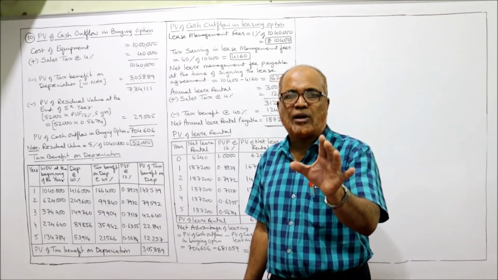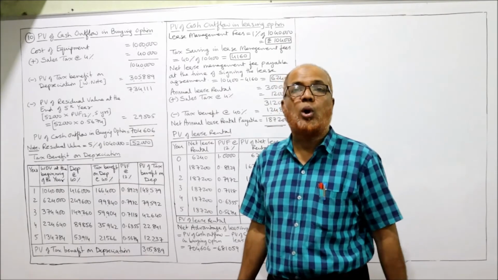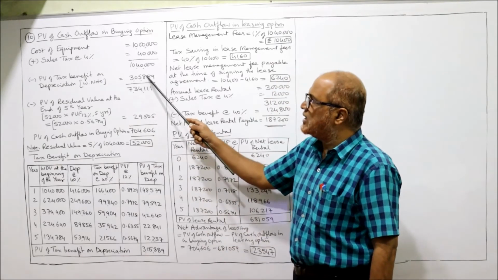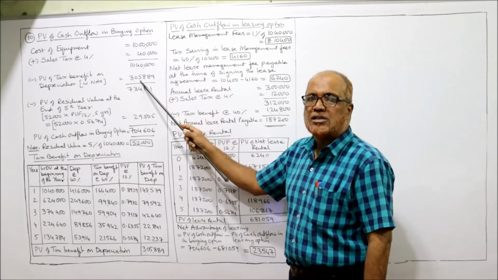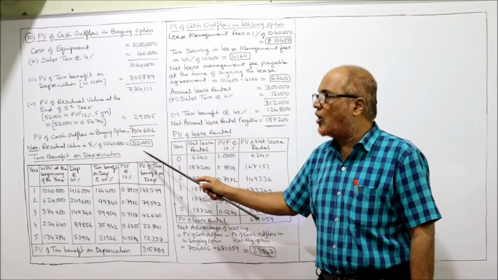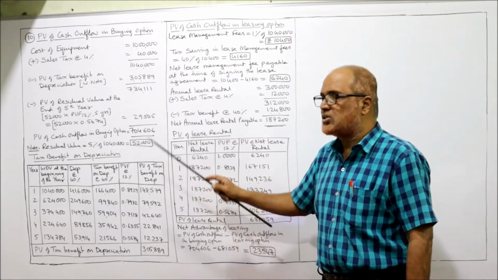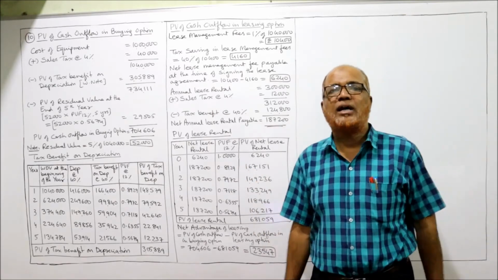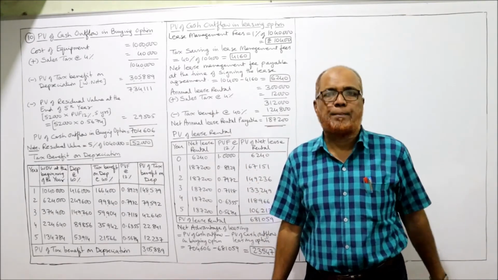This tax benefit on depreciation you will get only if you own the asset, if you buy the asset. So this 3,05,889 is deducted. So ultimately the present value of cash outflow in case of the buying option is 7,04,606. Now we will calculate the present value of cash outflow in case of the leasing option.